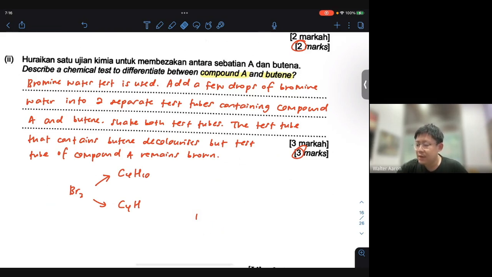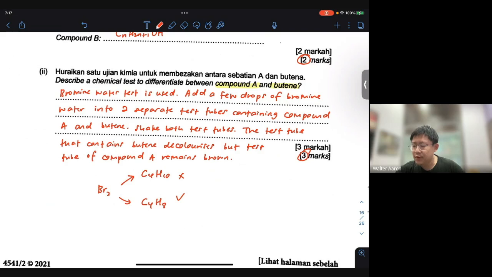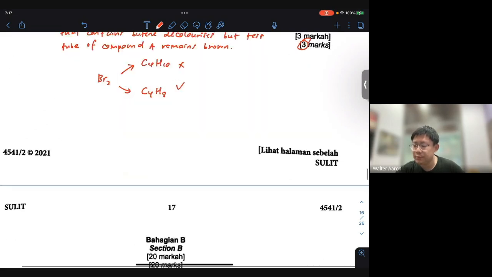But it cannot happen in alkanes because alkanes are saturated molecules. There is actually no double bond, or there are no more valence electrons for the carbon atoms to react with the bromine to form a compound. So technically speaking, there's no reaction for the first one, but there is a reaction for the C4H8, which is the butene. Okay, so therefore this is 3 marks in total.